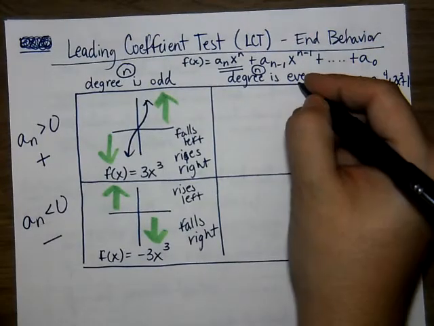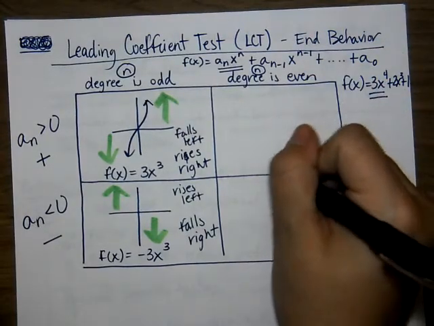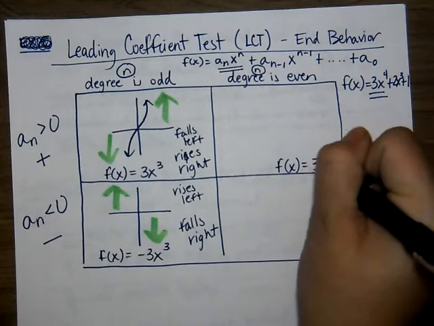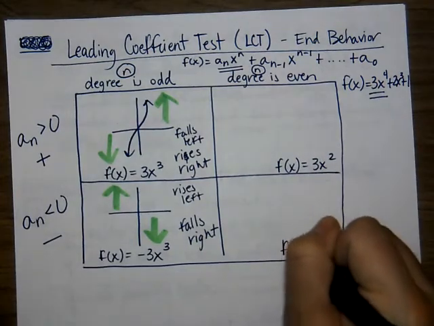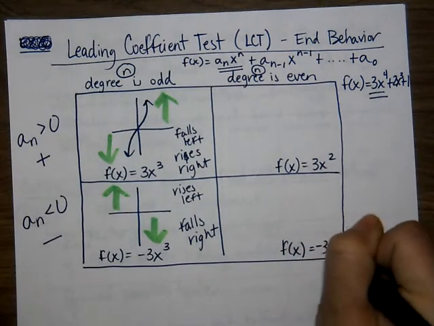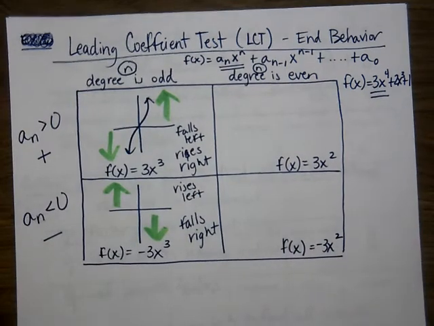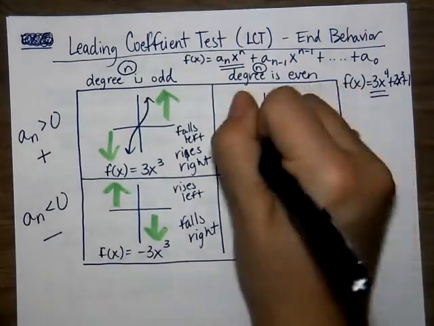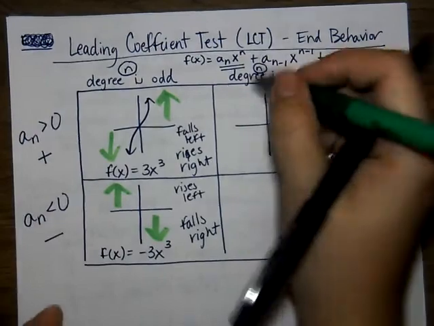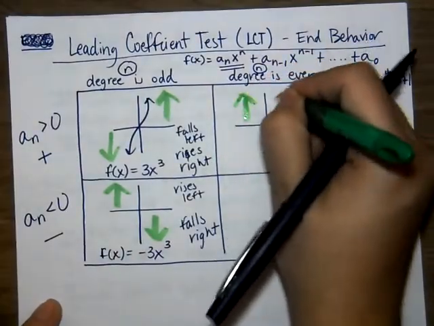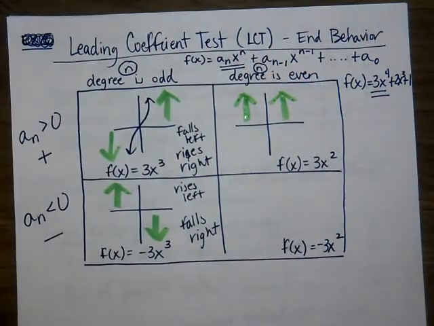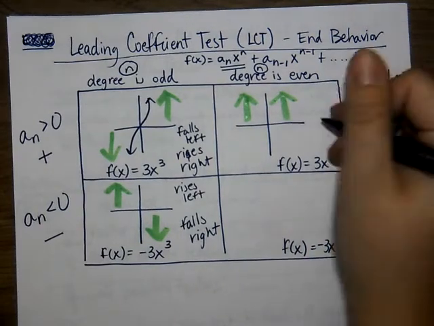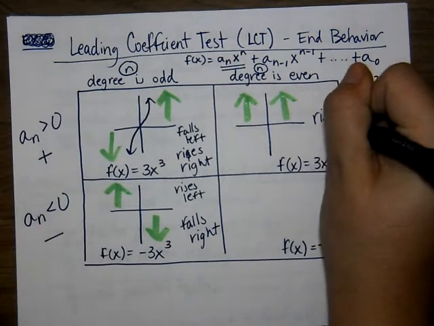Same thing with an even degree now. So let's think about that. So let's compare f of x equals 3x squared to f of x equals negative 3x squared. So this one is a parabola. It points up on both the left and the right. So it rises both left and right.